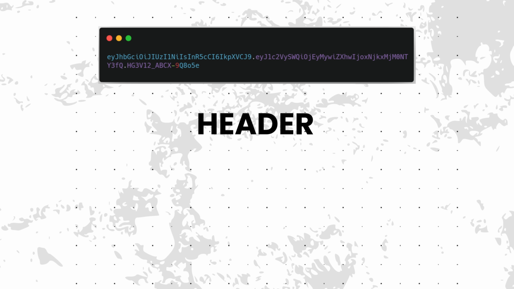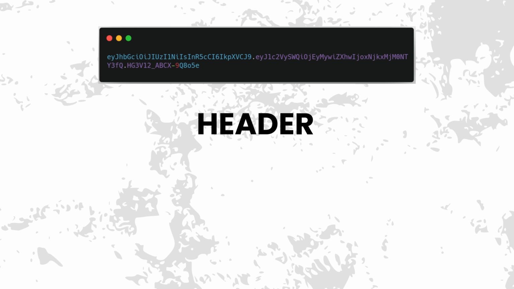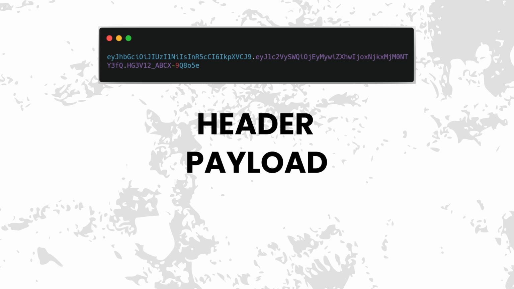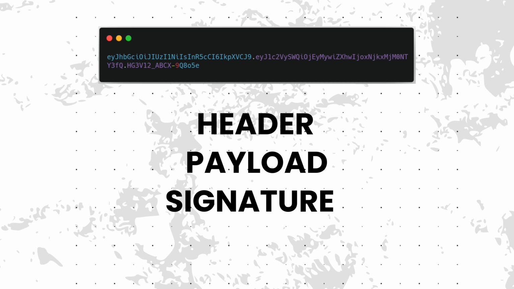Header specifies the type of token and the algorithm used for encryption. Payload contains the actual data, like user ID, role, or expiration time. Signature ensures the token is authentic and hasn't been tampered with.